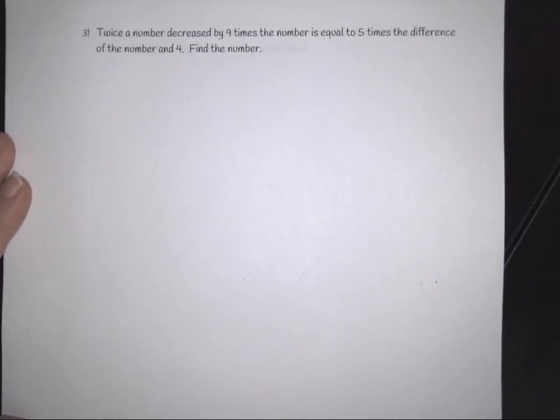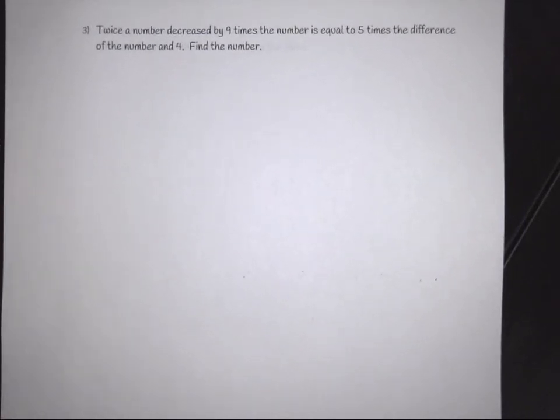So let's look at another. So here we have twice a number decreased by 9 times the number is equal to 5 times the difference of a number and 4. And the question wants you to find the number.